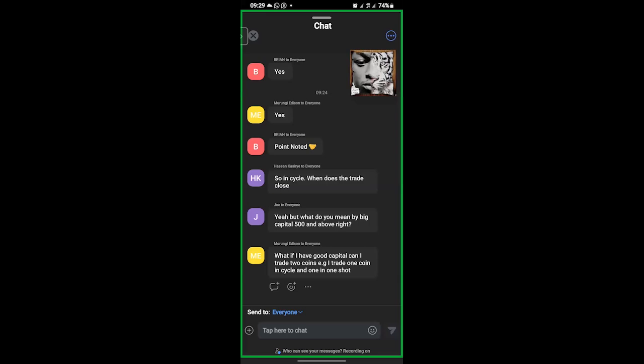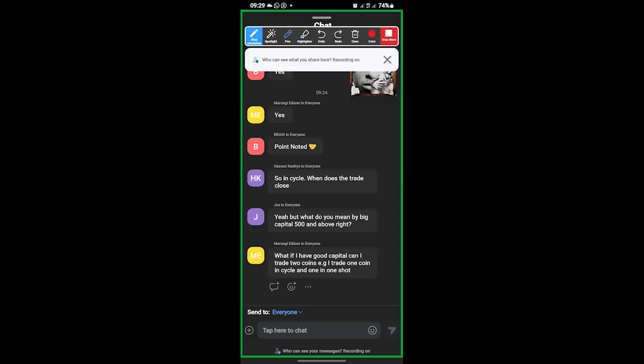What if I have good capital? Can I trade 2 coins each year? Yes, if you have good capital. These best traders, all they do is trade more than one pair. For example, if you have 1,000, you can decide to use one coin. If it is very volatile, use one coin. If it is not so volatile, you can choose 2 coins that are not so volatile, and you divide 500 in each.